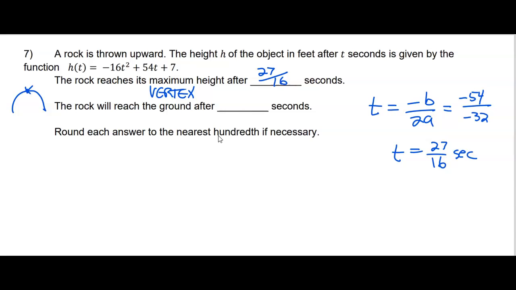When will it reach the ground? Now the ground is different. The ground is h equals 0. So in this formula we'd have negative 16t squared plus 54t plus 7 equaling 0. This is a quadratic equation. We have the quadratic formula.